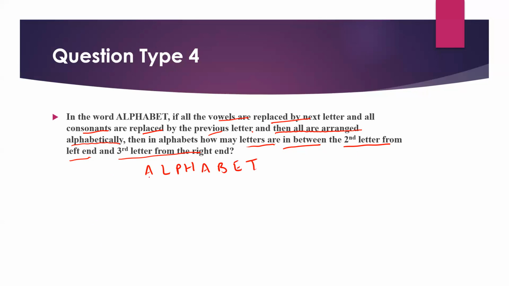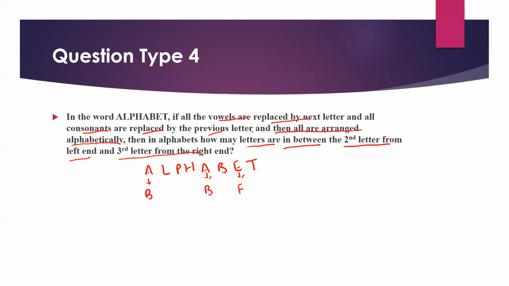Alphabet. Now first, we will do what? Change all the vowels, replace each by the next letter. A is a vowel. After A, what will it be? B. Then here also A, B. Here E is also a vowel. After E, what do we get? F.